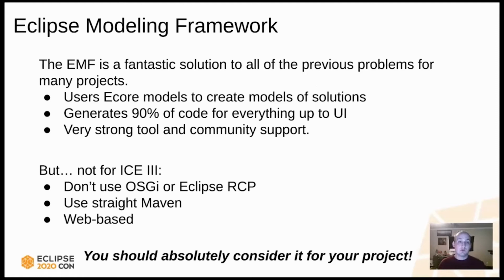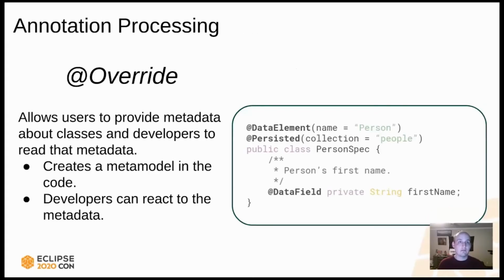The Eclipse Modeling Framework is a fantastic solution. If you can use the EMF, go use the EMF. In our case, we couldn't use it for ICE 3 because we're not an OSGi project. We're not using anything from RCP. We're just straight Maven and using web technologies. So the EMF was not a good solution for us, but it is a fantastic solution for almost any other project. And the way this works is you create a model and it generates about 90% of the code all the way up to the UI. It's a very great tool. We've used it on a number of different things, and I would recommend that you check it out.